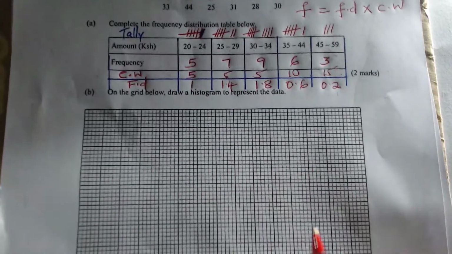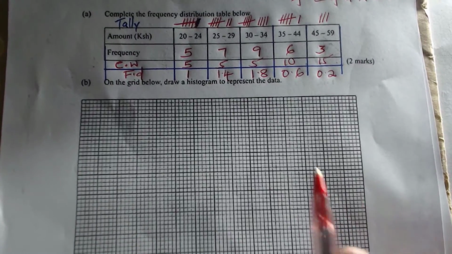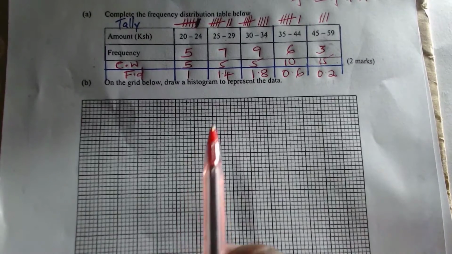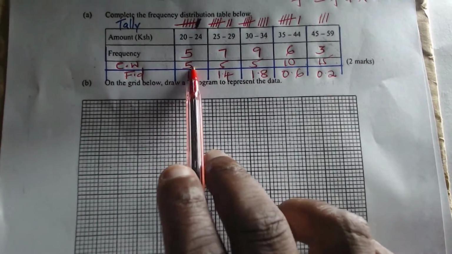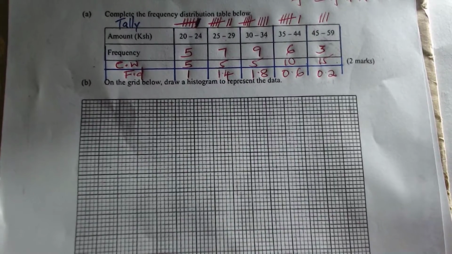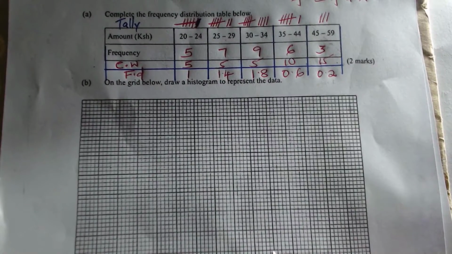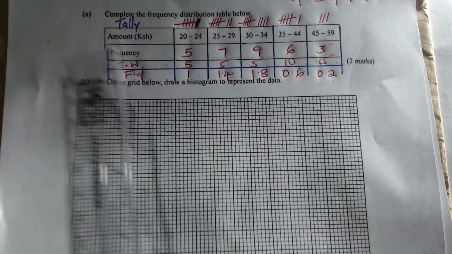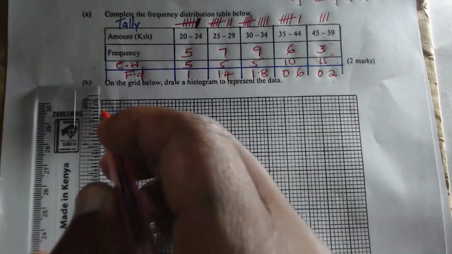Now let's go to drawing the histogram. Since we identified that the class sizes are different, as you can see, we shall plot the frequency density against the class limits. And this is what you're going to do. On the y-axis, we shall have the frequency density. So we draw a line here.